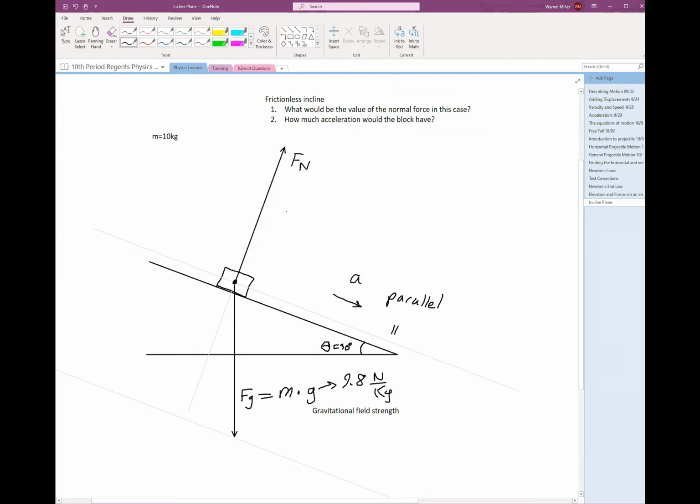Any questions, comments, or wonderings about the forces acting on the block? No? Anything else acting on the block? Any other forces?